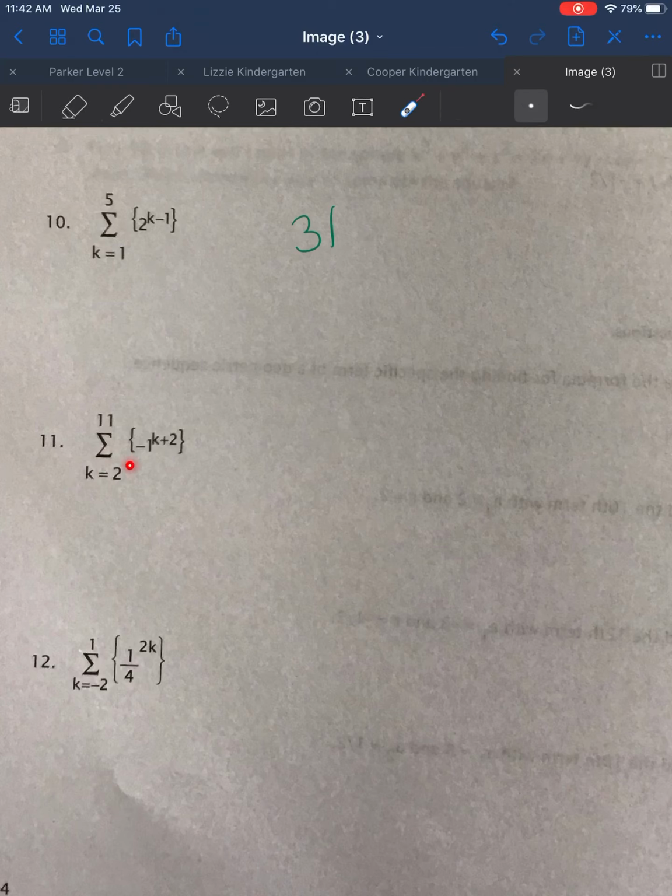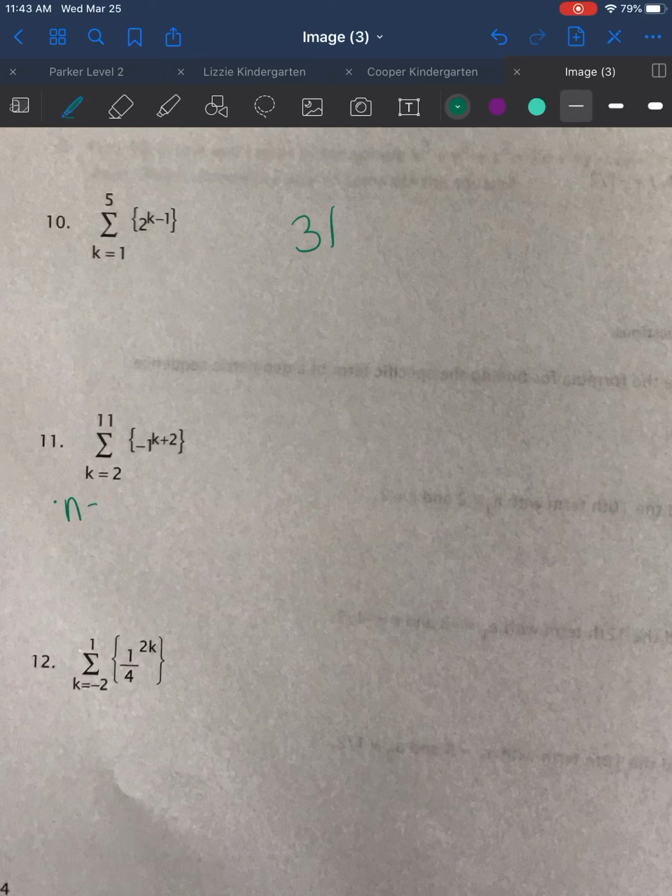We're going to start with a k value of 2, so we're going to have to be careful with our n value. Since we start at 2 and go to 11, we can't just use 11. We only are going up by 10. Basically you do the top minus the bottom and then add 1. So 11 minus 2 is 9 plus 1 is 10. So our n value is going to be 10.